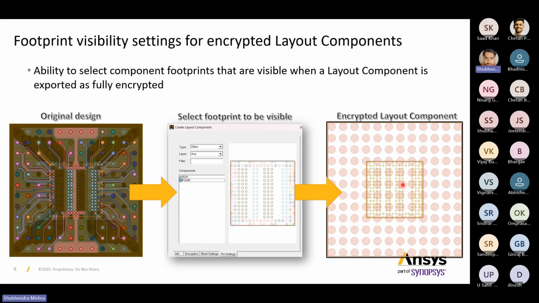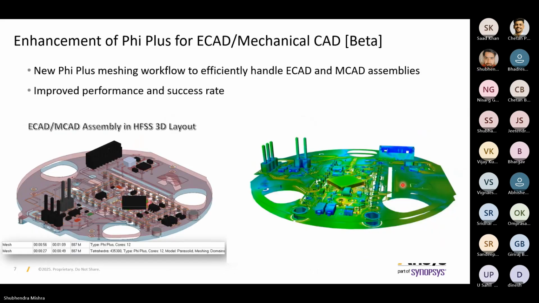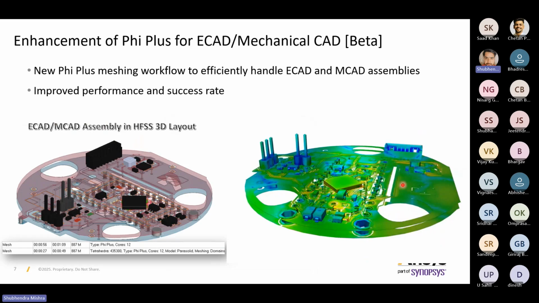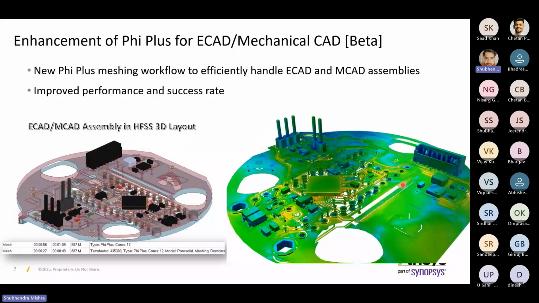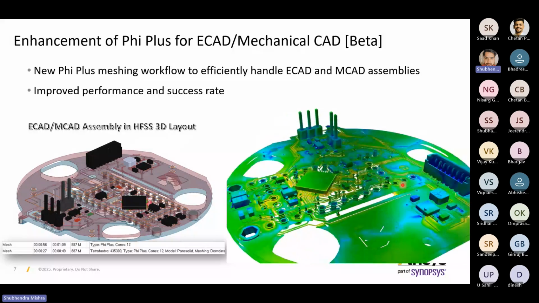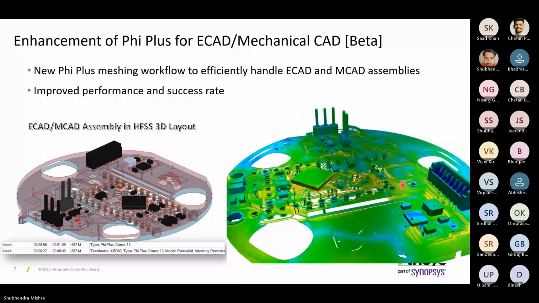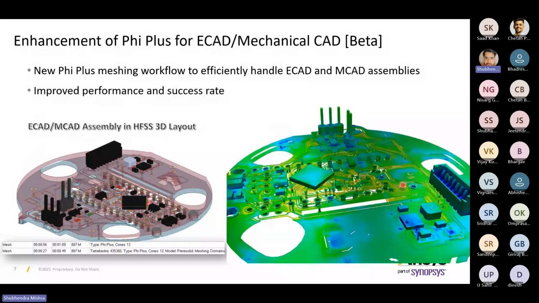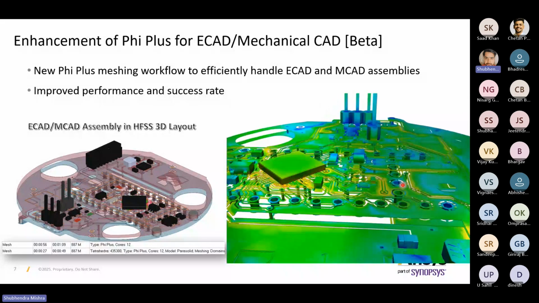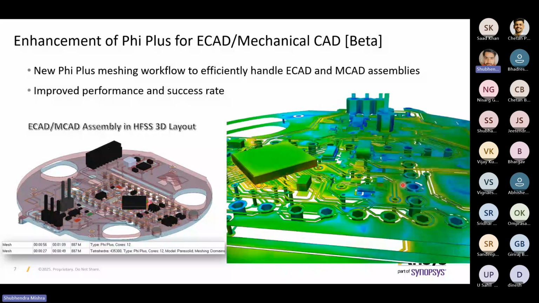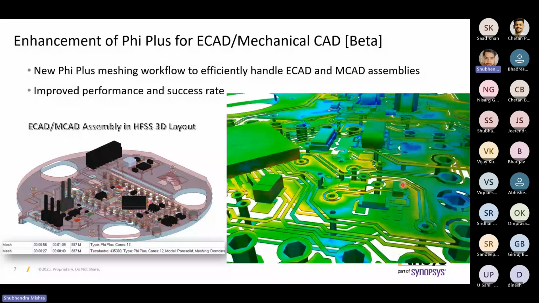Enhancement in the Phi plus meshing. This is basically for beta versions. Here, when we import your whole PCB model, all the components and ECAD files are imported here. Now, using the Phi plus meshing workflow, our efficiency and accuracy are increased in the updated version.